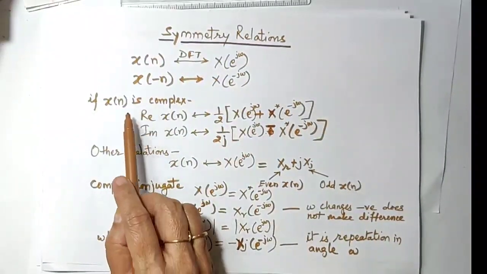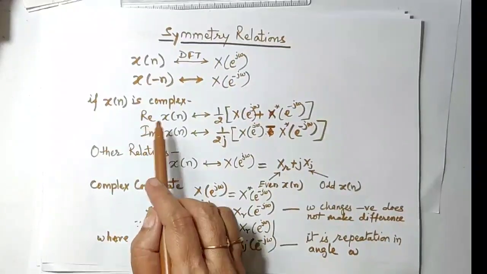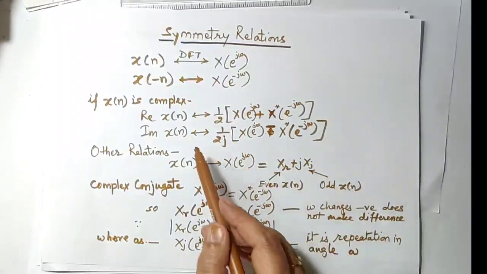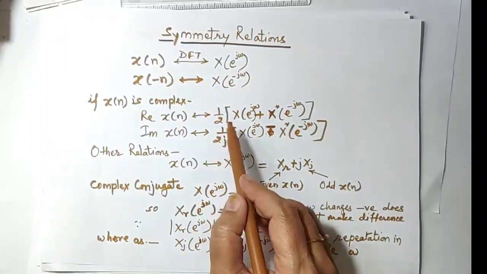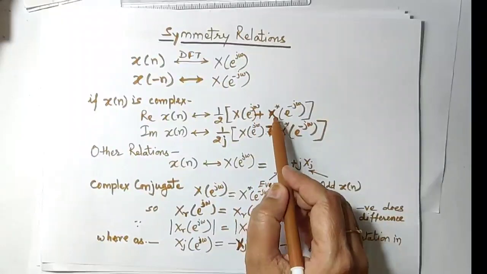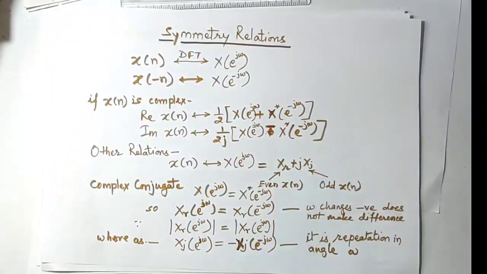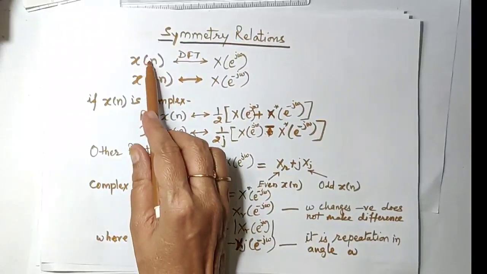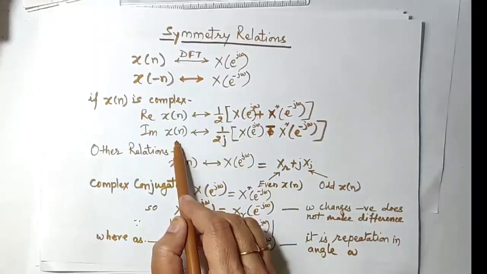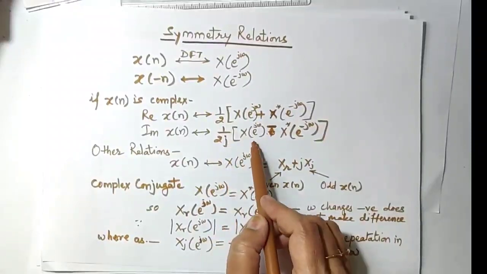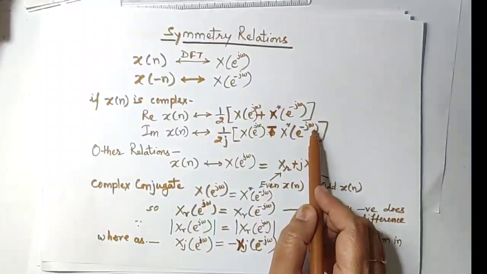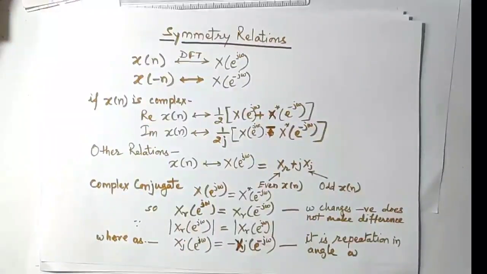If x[n] is complex, then the real part of x[n] is 1/2, that is the cos function. We take cos θ plus j sin θ. So the cos function is 1/2 [X(e^jω) plus the complex conjugate of X(e^-jω)]. If x[n] is complex, then the imaginary part of x[n] is 1/2j [X(e^jω) minus the complex conjugate of X(e^-jω)]. And these are the complex value relations.